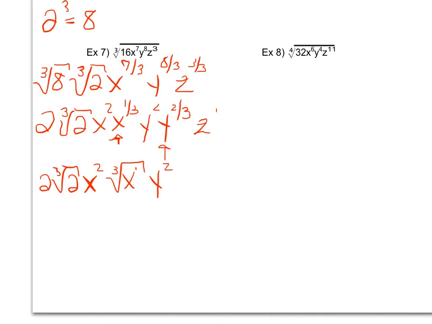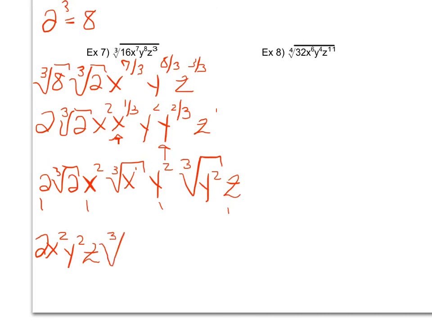Y to the 2/3 tells me 3 is my root. The square belongs to the y, and z to the 1 is just z. Pulling out anything that does not have a radical, I get 2x squared, y squared z. And taking everything that is under a radical and putting it under that same radical, that same cube root, I get 2, x to the 1 is just x, and y squared for my final answer.